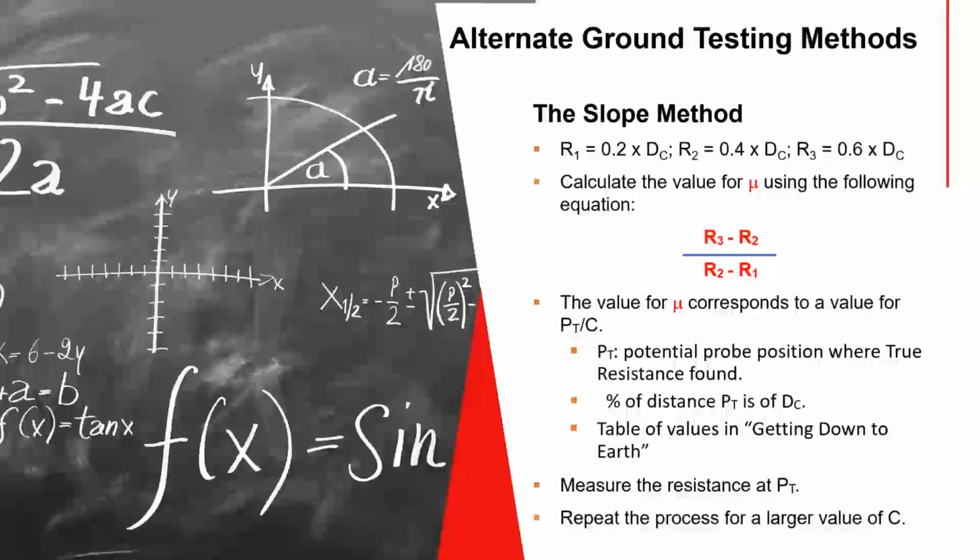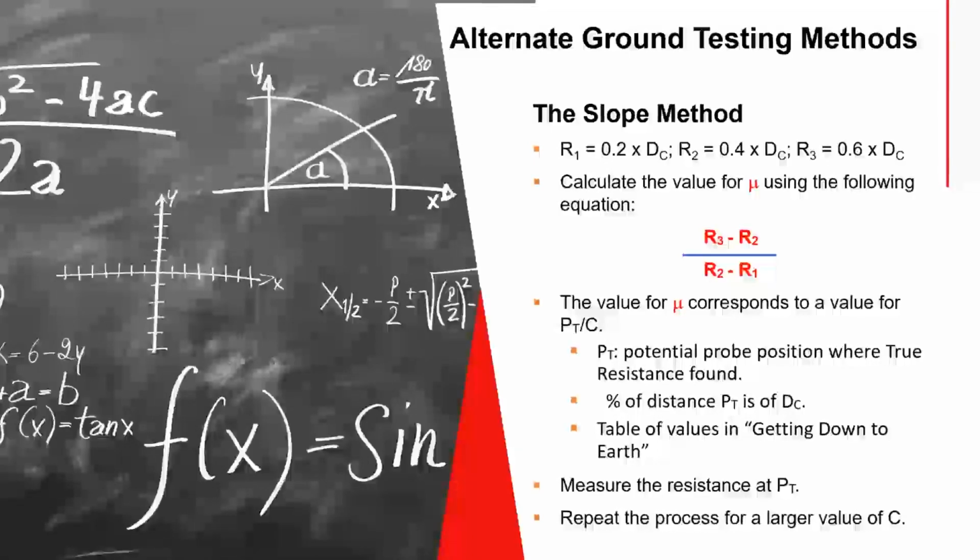And then with that, you know what the distance to your current probe is, and so now you can calculate the distance to your potential probe. And then that tells you where your 62% value is on that little graphic that you made. And once you've done that calculation, you know where to place the potential probe and get your accurate reading.